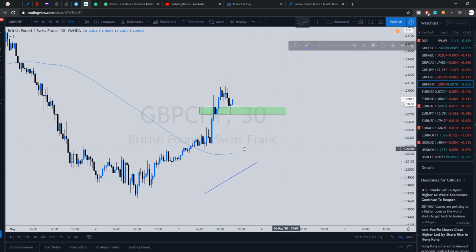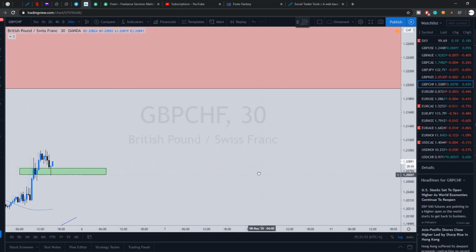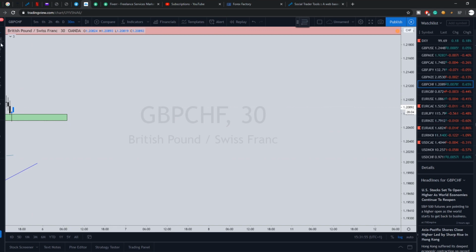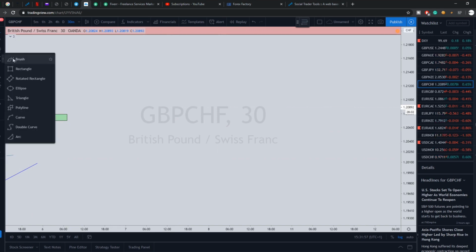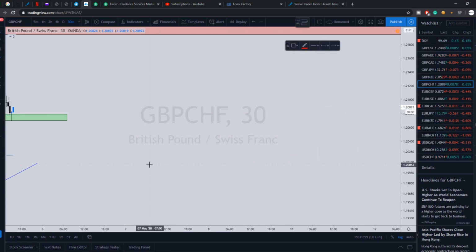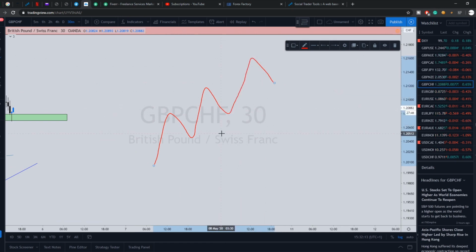So what are we doing? We're always trying to get in on the small pullbacks on the smaller time frames. We're always trying to get in on the small pullbacks. So if we take our brush tool really quickly, this is the type of price action that we're trying to get involved in. Just beautiful, clean, higher highs, higher lows, higher highs, higher lows, higher highs, higher lows, right?